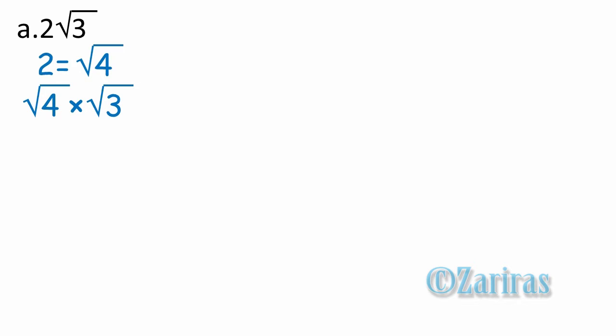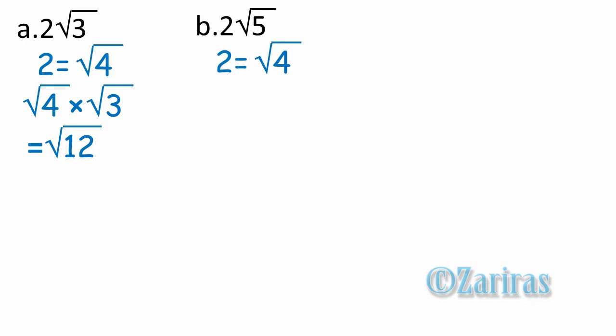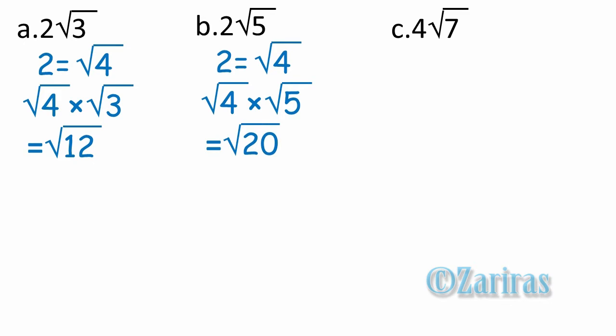So square root of 4 into square root of 3 is the number displayed to us in question A. 2 root 3 is square root of 4 into square root of 3. It is equal to square root of 12. Root 12 is the answer for A. So here again 2 is there, so 2 will be equal to square root of 4. Square root of 4 multiplied by square root of 5 is root 20, or root 20 is the answer.